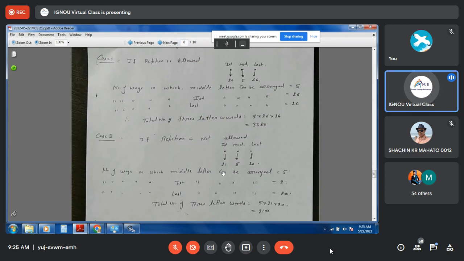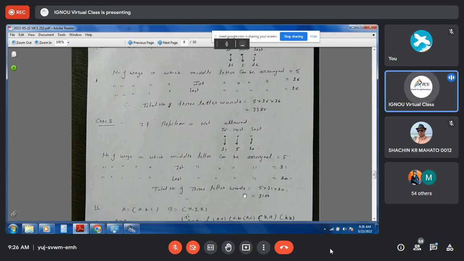Now, the number of ways in which the middle letter can be arranged is 5, the number of ways in which the first letter can be arranged is 21, and the number of ways the last letter can be arranged is 20. How does the last become 20?